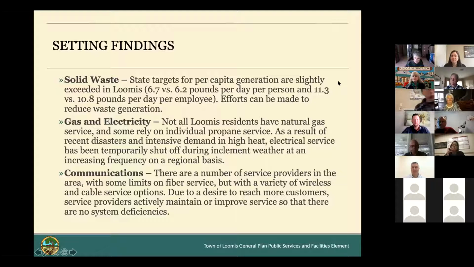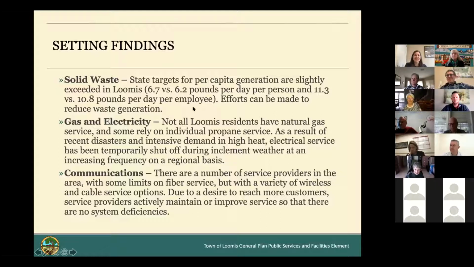So I think we should get back to the setting findings. For solid waste, we have Recology Auburn Placer, who provides the service. State targets for per capita generation are slightly exceeded in Loomis, but not by a lot. We can include efforts to reduce waste generation in our policy. So some things to think about.